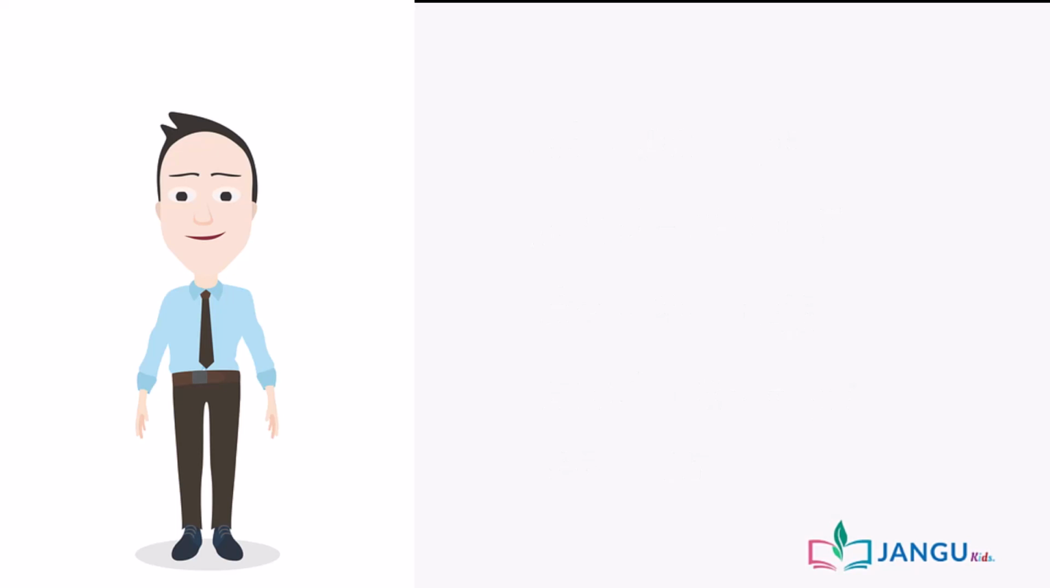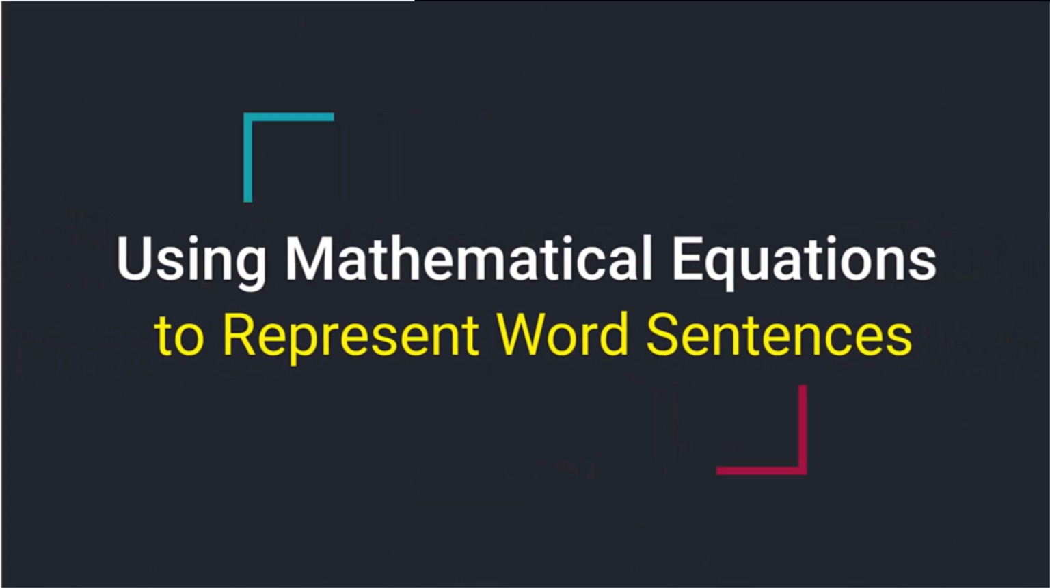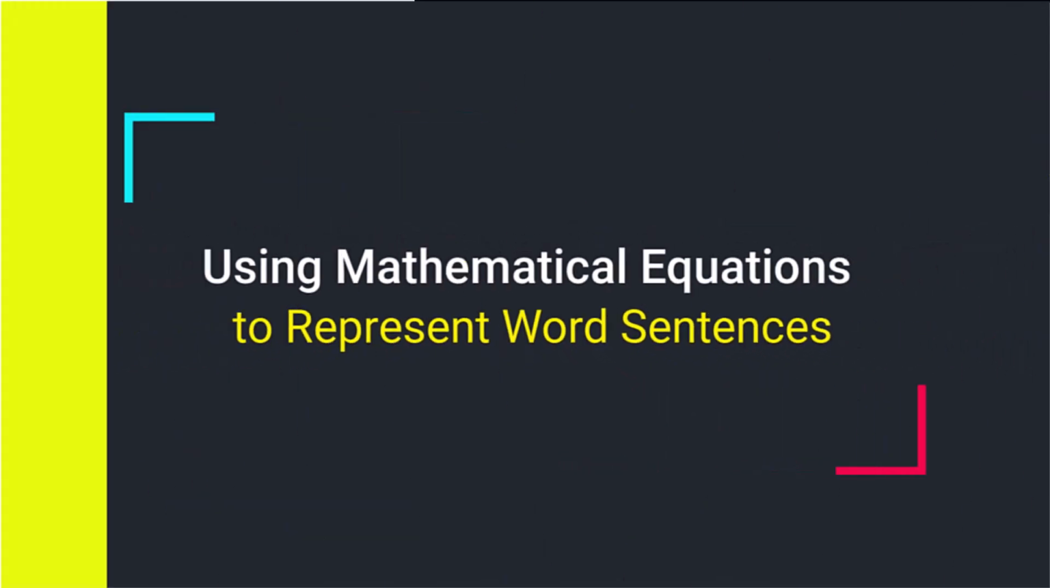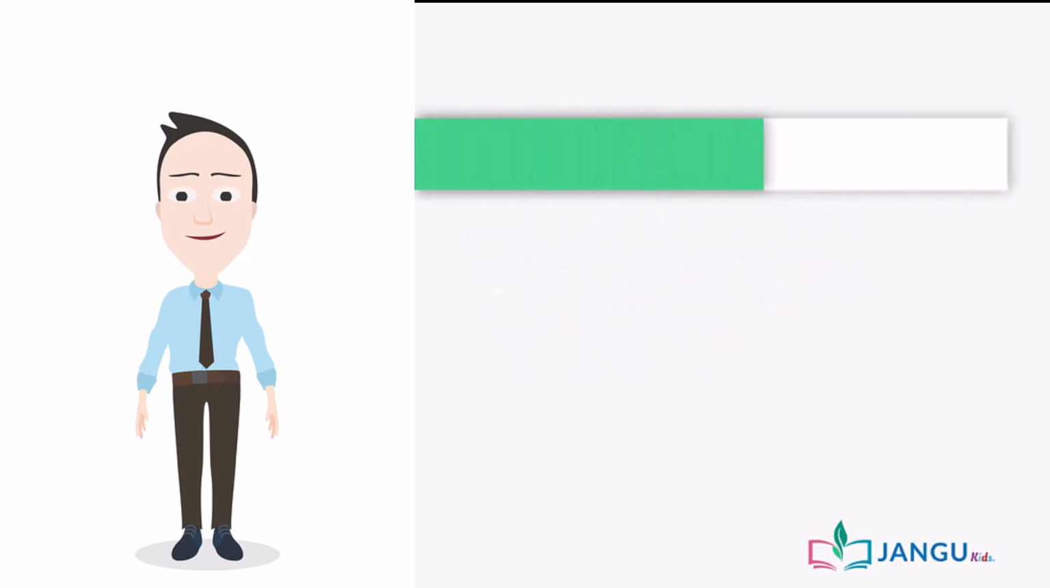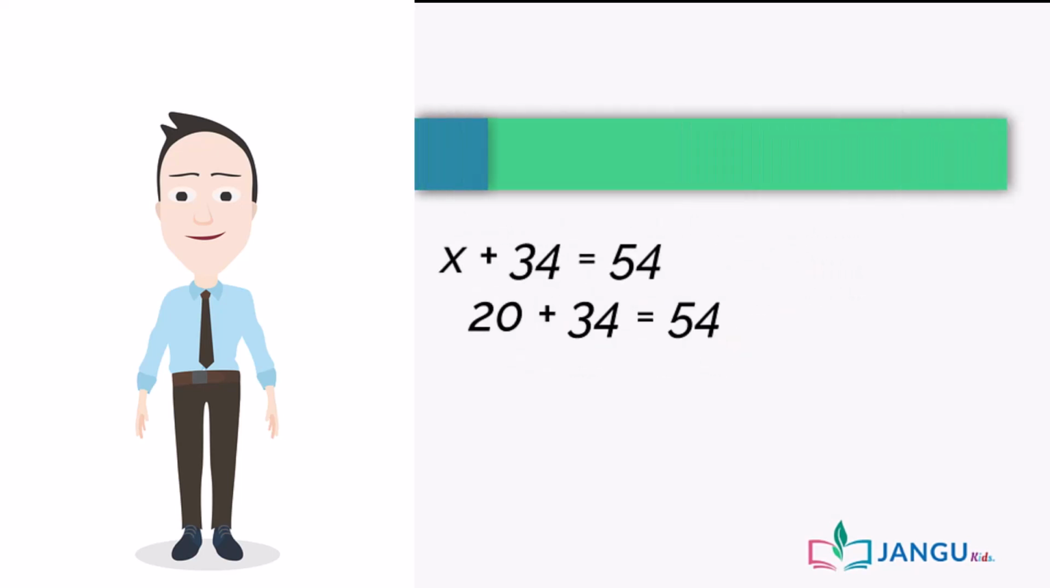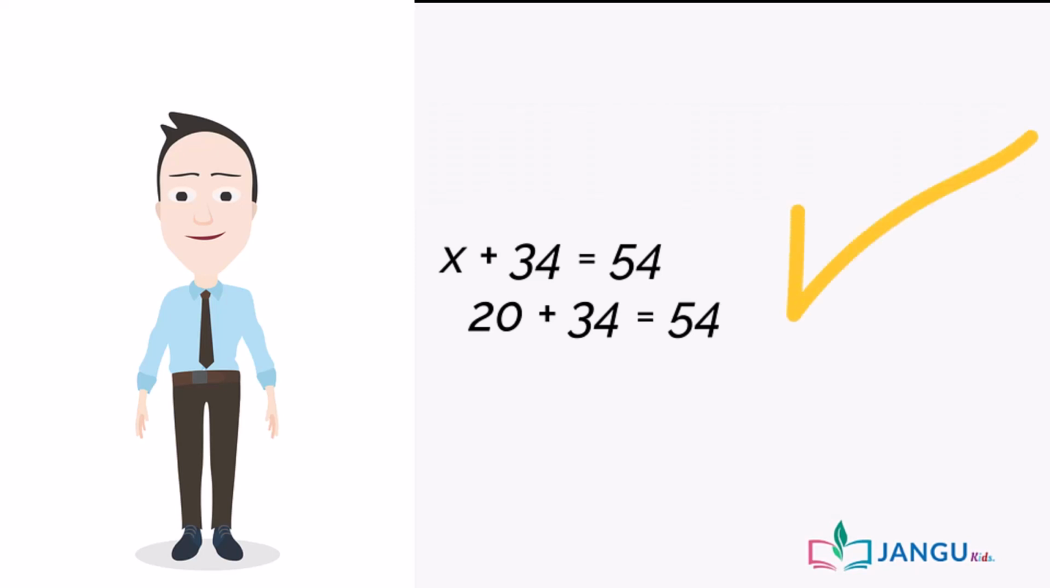Now that we've learned how to translate word sentences into mathematical equations, let's learn how to use mathematical equations to represent word sentences. Take a look at this equation. The equation above represents the sum of 34 and a certain number is equal to 54. Is that right? Solving for x, we have x equals 54 minus 34, which is equal to 20. To cross-check, we substitute x with 20 and see if the sum gives us 54. 20 plus 34 is 54.